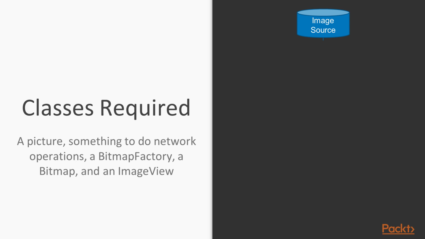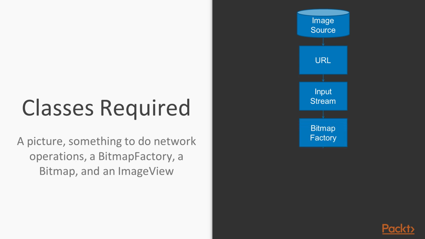So we need the image source at a URL. We're going to create what's called a URL object out of that. From that URL object, we can get an input stream, which essentially is a stream of data that represents this image. In other words, take the image, decompose it to bytes, send those bytes across the network, and we can receive those bytes in an input stream. Now, there's a utility class called Bitmap Factory, which is really handy in this case, because it can take that input stream and it can create a bitmap object out of that stream.